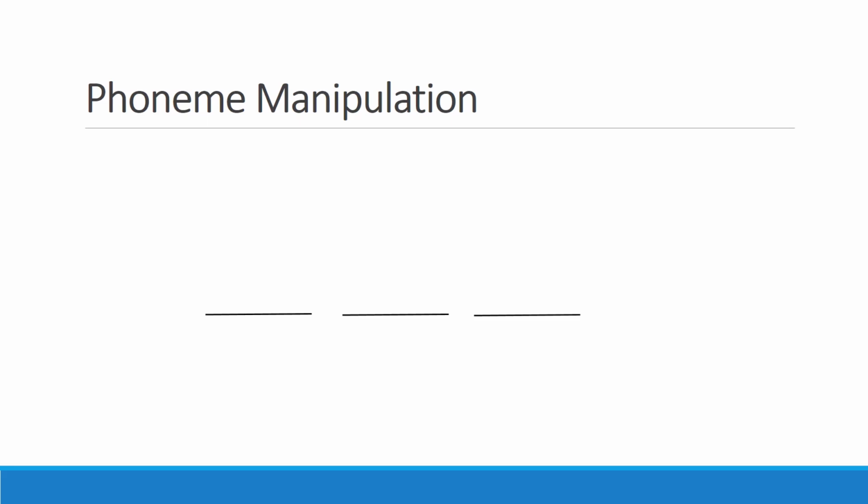Change m in map to c. App, cap. Change p in cap to n. Can. Delete k from can. An.